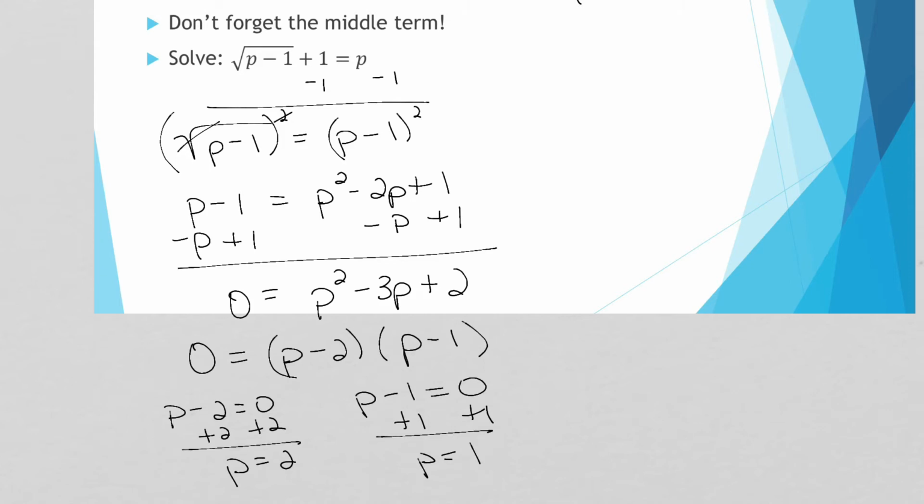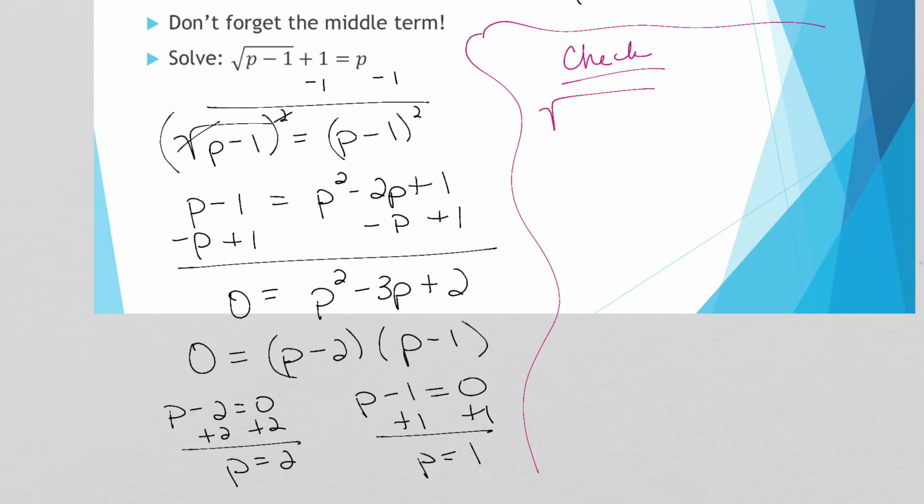Okay, so now we have two solutions that we have to check, right? So let's go ahead and do that. Go back to your original problem. We are checking our work here. And I check each one of these values individually, all right? So the first time I'm just going to check the p equals 2. So I've got the square root of 2 minus 1 plus 1 is equal to 2. Let's try that out. Okay, so 2 minus 1 is 1. I've got the square root of 1. Square root of 1 is 1. And 1 plus 1 is 2. So we know that this one checks out.